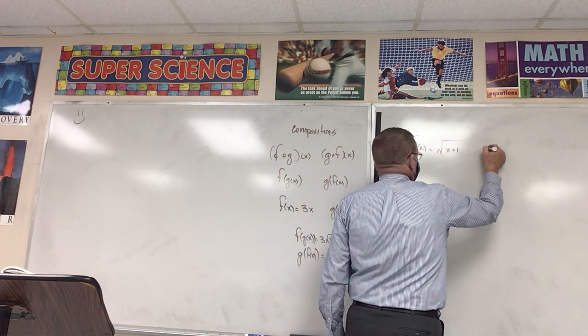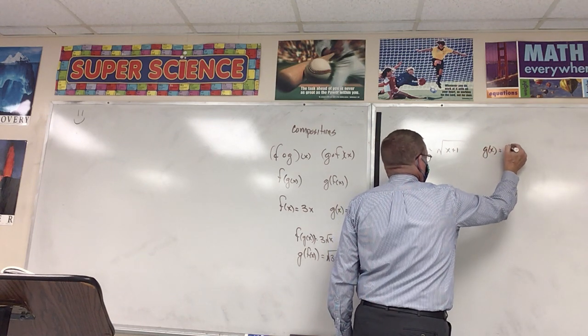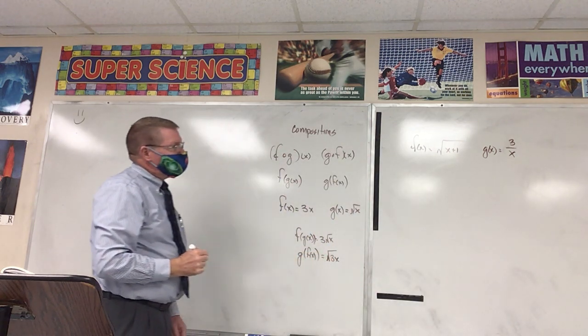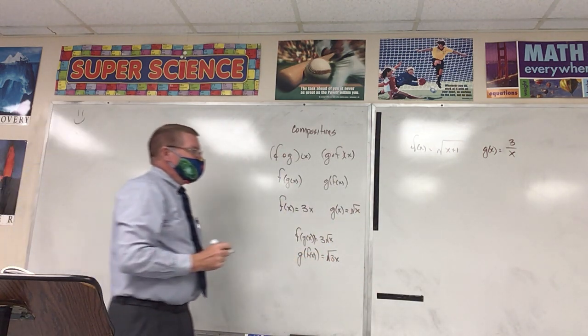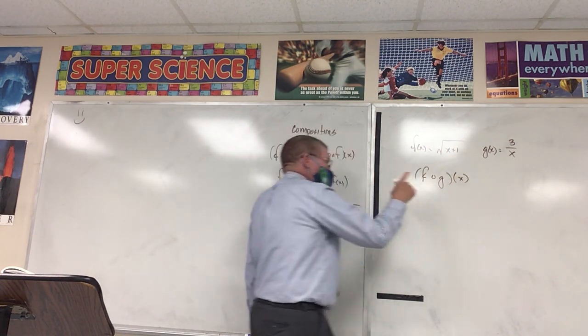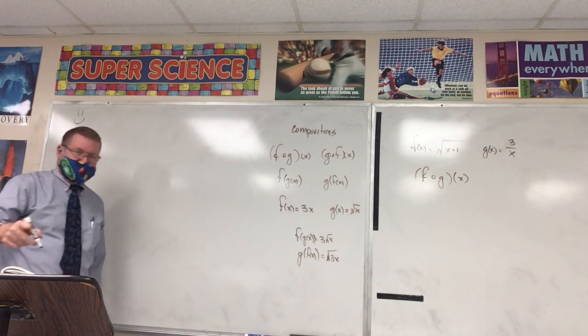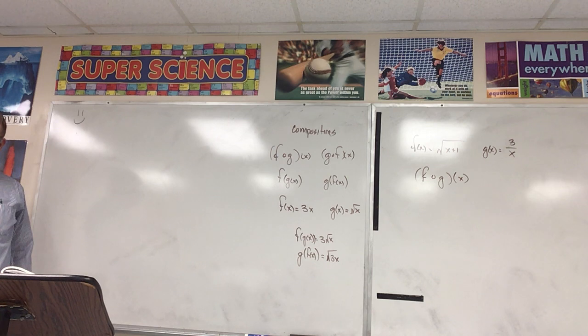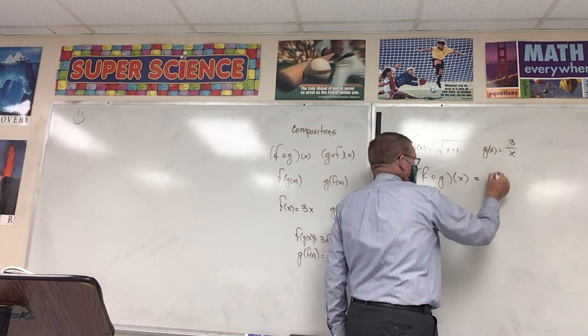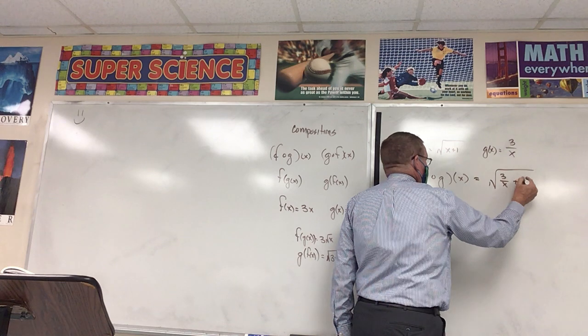And g of x equals 3 over x. Alright, so if we're composing, if I have it in this form, f circle g of x, the second one goes into the first one. So here, f circle g, I'm going to take the g of x and place it into the x in the first function, which equals the square root of 3 over x plus 1.